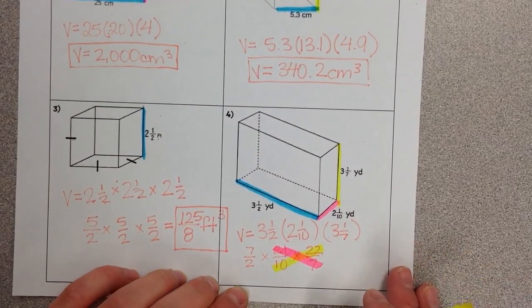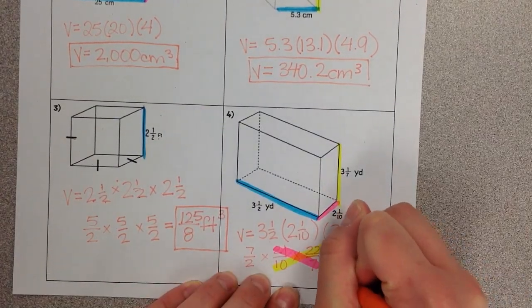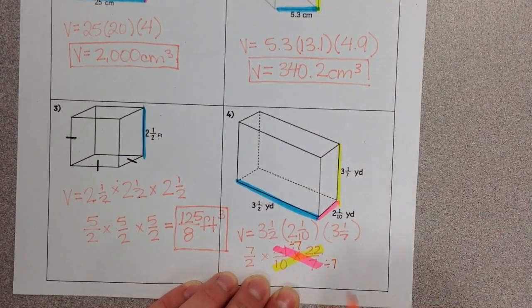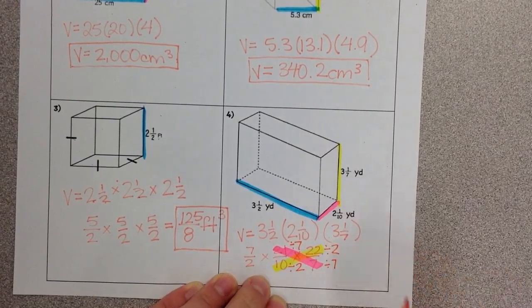So you can use your factor chart if you need to. A common factor that I have between 21 and 7 is 7. So I'm going to divide both of these by 7. And between 10 and 22, they're both even numbers. I'm going to divide them both by 2.